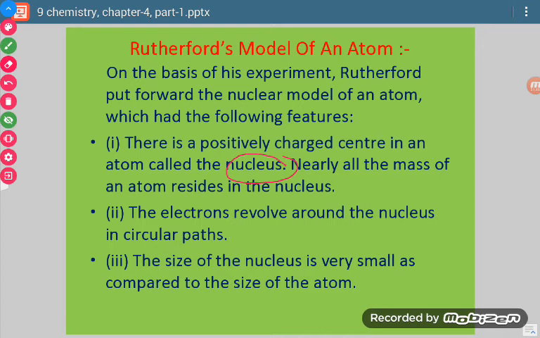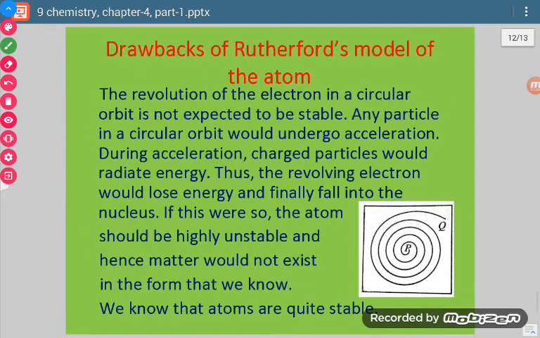Second point, electrons revolve around the nucleus in circular paths. So the second point was where electrons lie: they lie outside the nucleus and they revolve continuously in circular paths. Similarly, third point, the size of the nucleus is very small as compared to the size of the atom. So it means there is too much vacant space inside the atom.